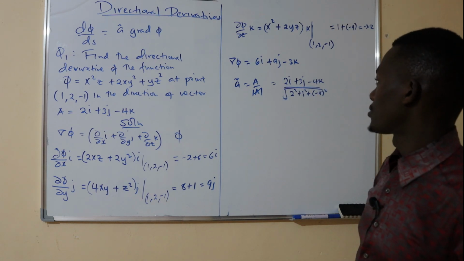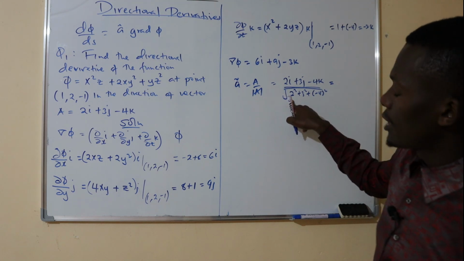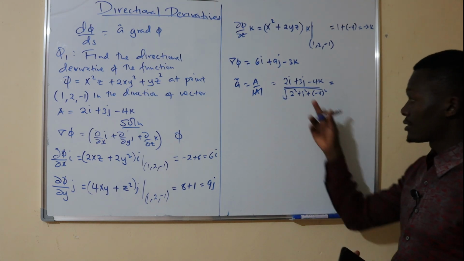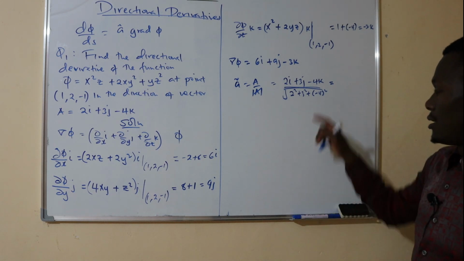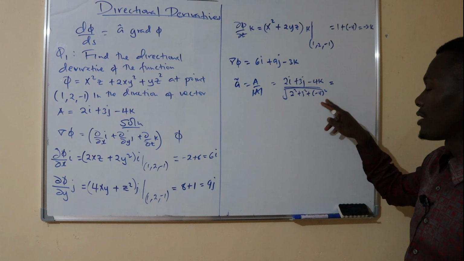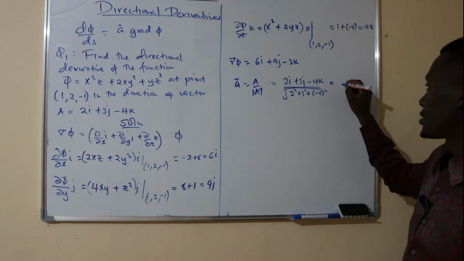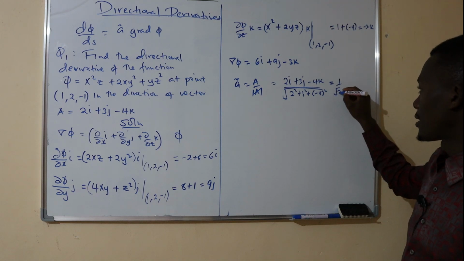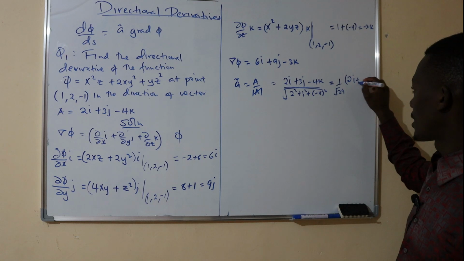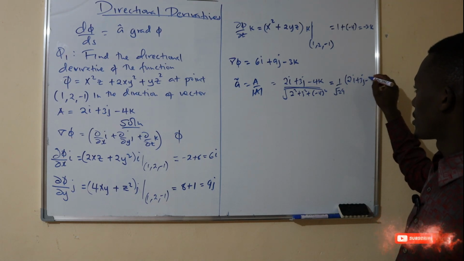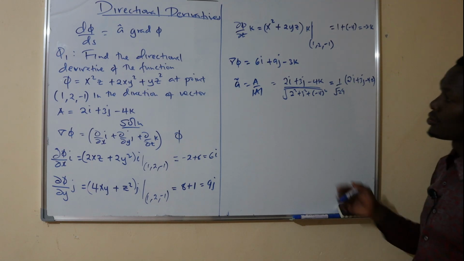Get the square root. So again, this one is 2 squared, which is 4. This one is 3 squared, 9. So we have 9 and we have 16, it gives you 25. 25 plus 4 gives you 29. So it is 1 over root 29. Then I can just take 2i plus 3j minus 4k. Okay, so we have that part.